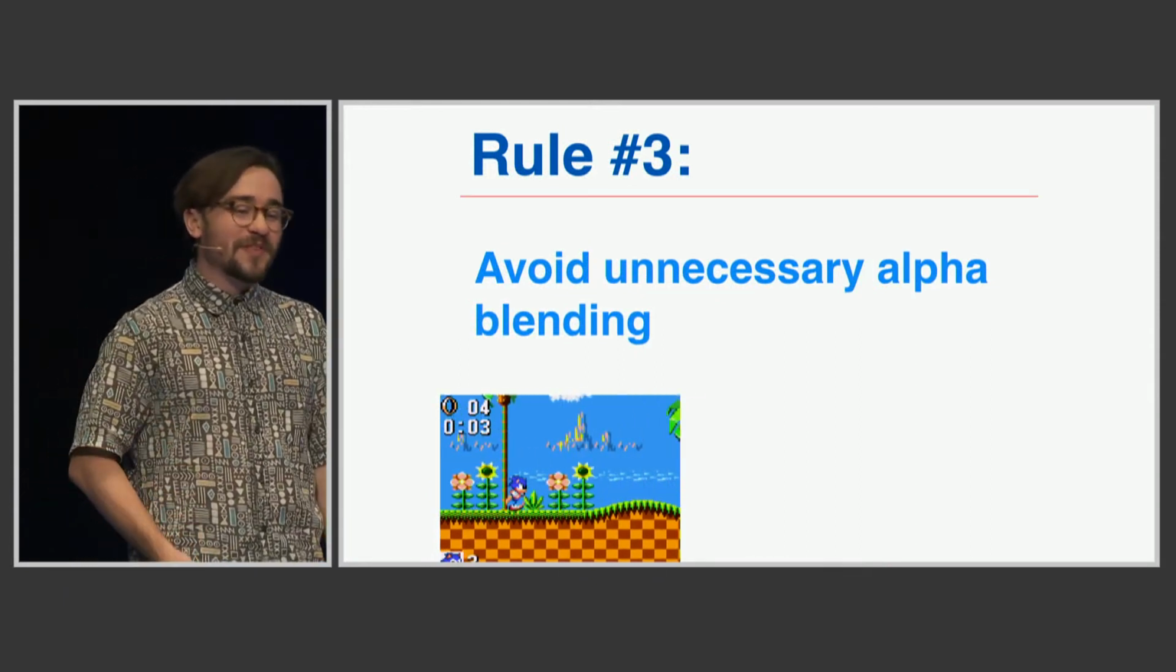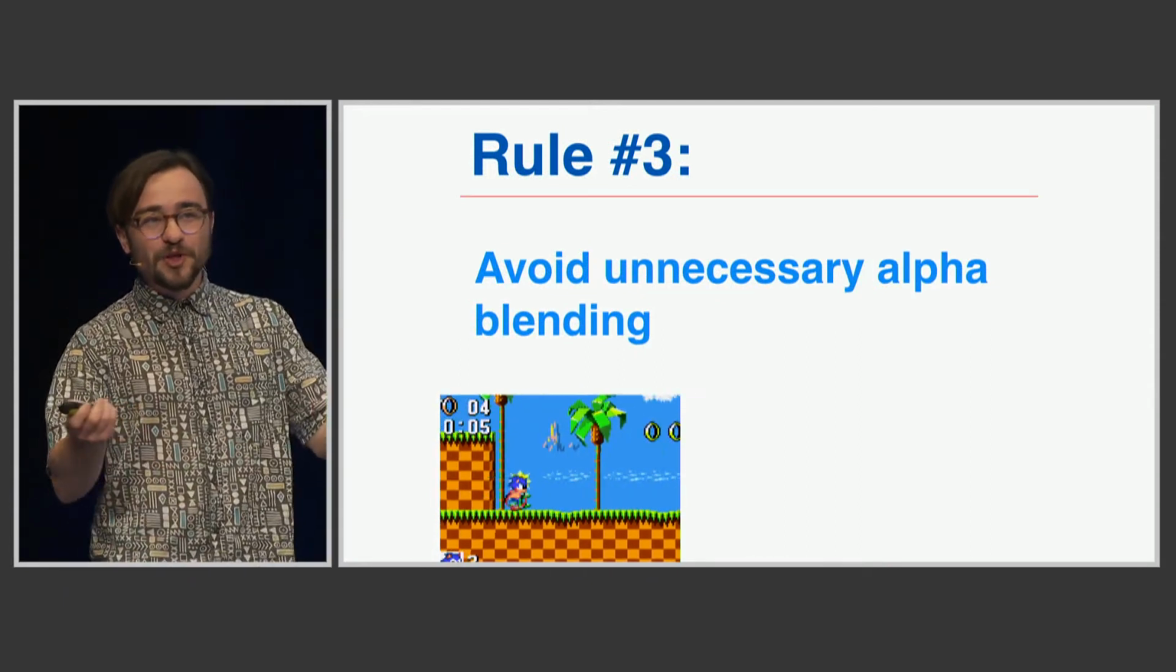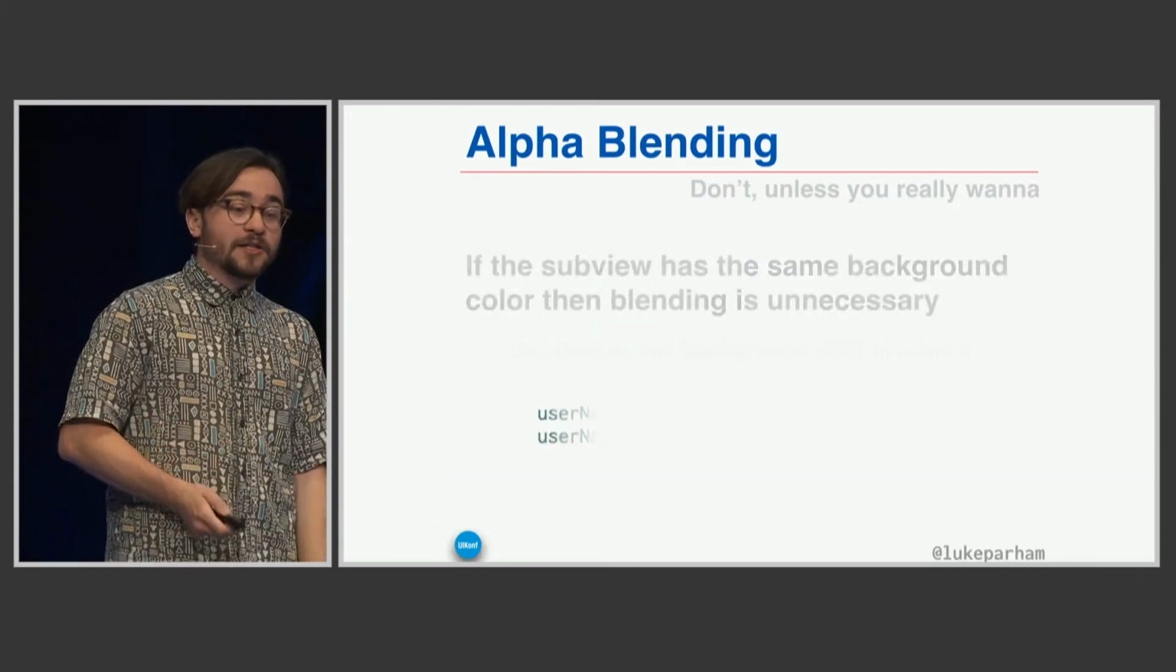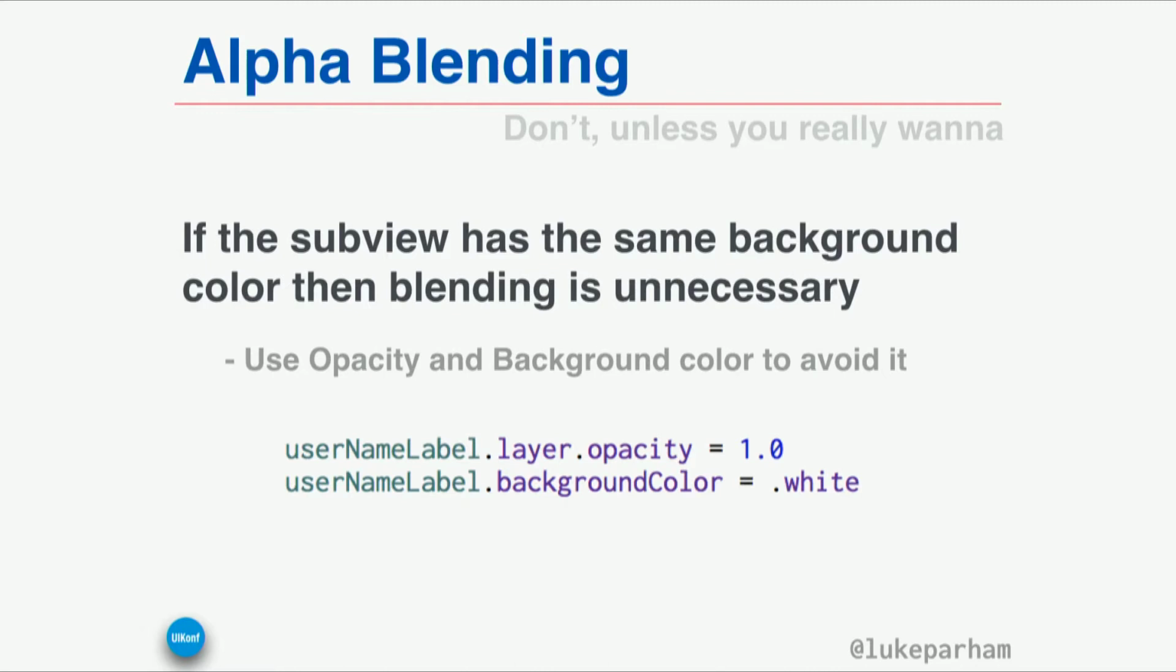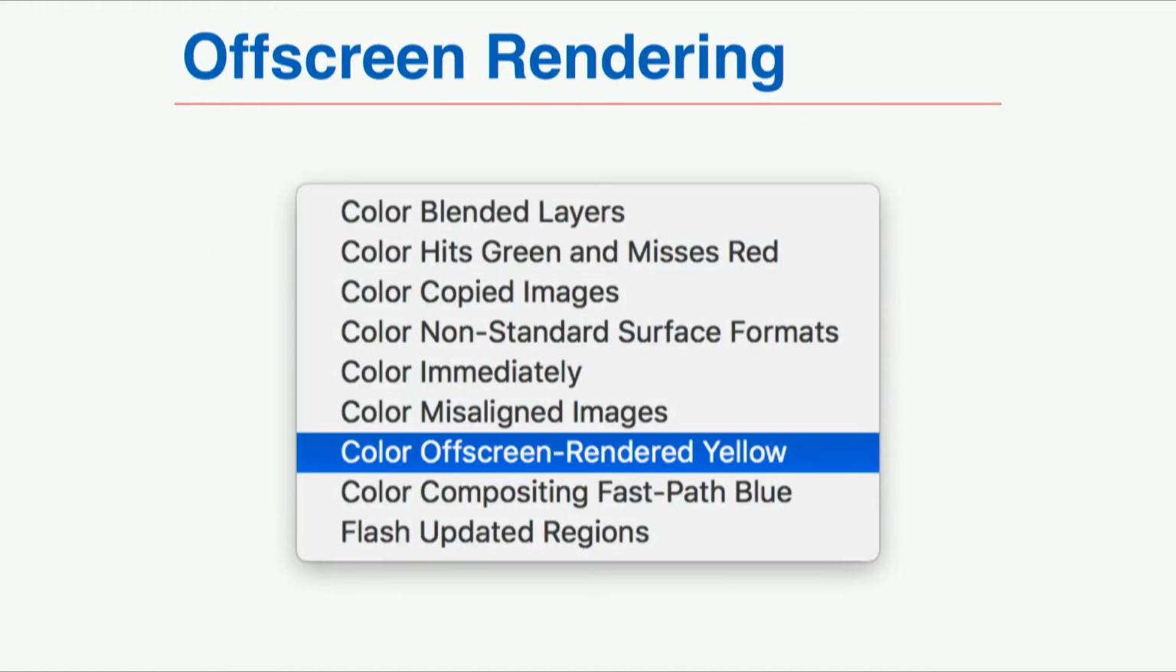So rule number 3 is avoid unnecessary alpha blending when you can. To do this, it's pretty straightforward. If the subview has the same background color as the view that it's over, then go ahead and make sure it has an opacity of 1, and then make sure the background color is actually set. Most UIViews default to a clear background color, so that's why these labels were showing as red, because they were clear background, but really it was white on white. So that's pretty common, and it's a super easy thing to fix in your app.